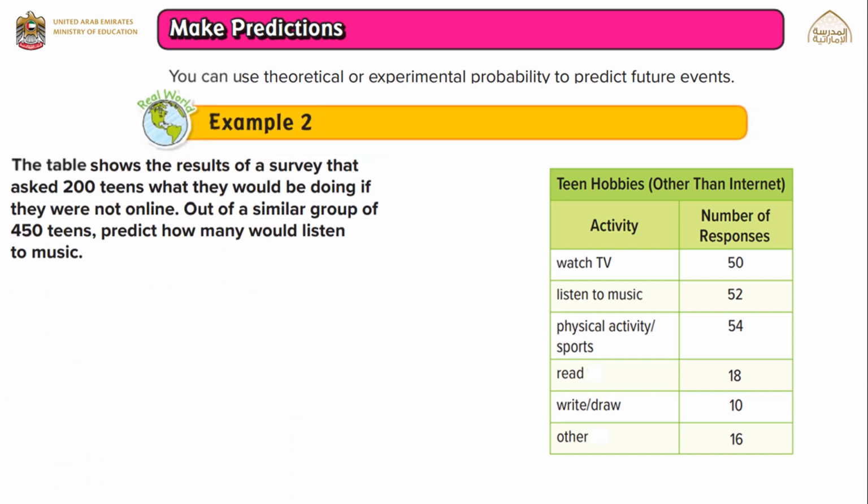Example 2. The table shows the results of a survey that asked 200 teens what they would be doing if they were not online. Out of a similar group of 450 teens, predict how many would listen to music. In this table, we can see teen hobbies: watching TV 50, listening to music 52, physical activity and sports 54, reading 18, writing, and other 16.